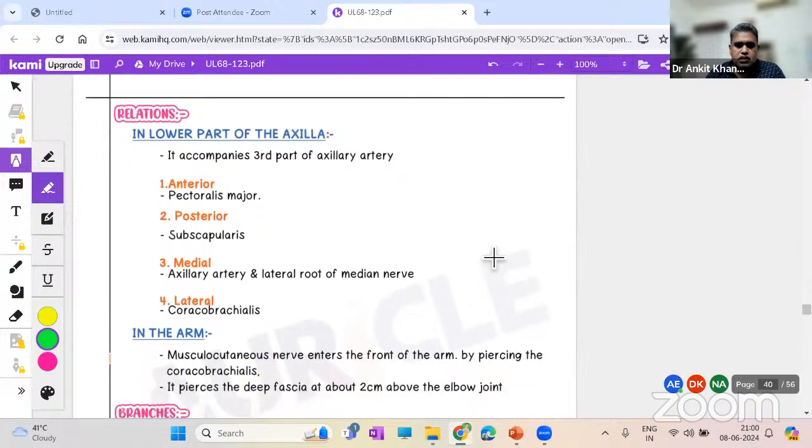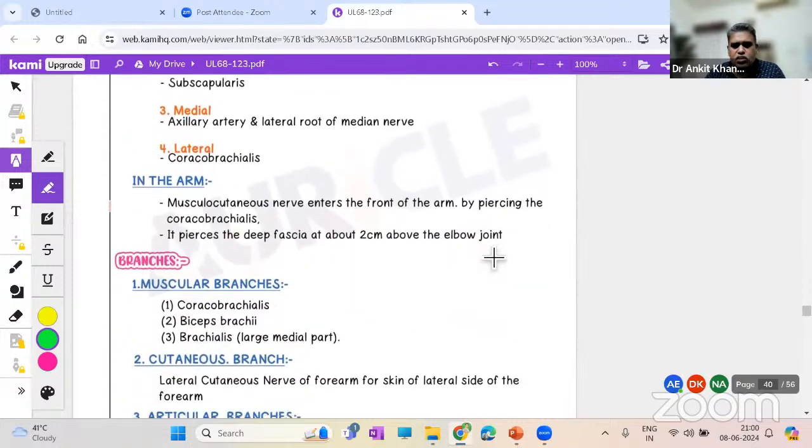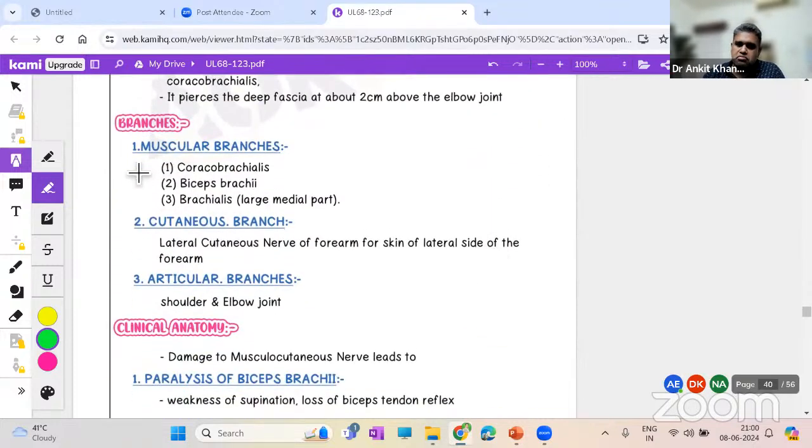Of course, relations are not that important. Branches, obviously, as I told you in the beginning: go with the muscular branches, the cutaneous branch, and the articular branches, obviously for the joints.